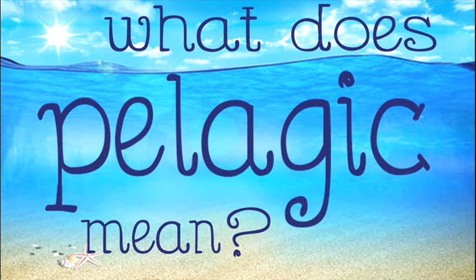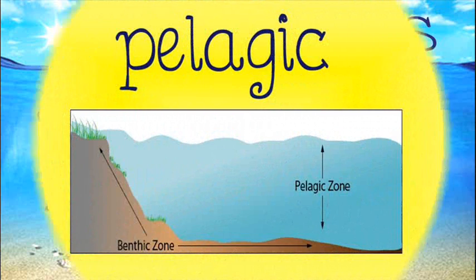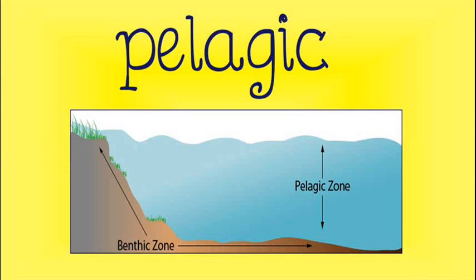What does pelagic mean? Pelagic refers to animals which inhabit open water zones, either in the ocean or very large freshwater areas like lakes. Essentially, this means they live in water which is not on the shore, such as coral reefs, or directly on the bottom of the sea, but out in the open water.